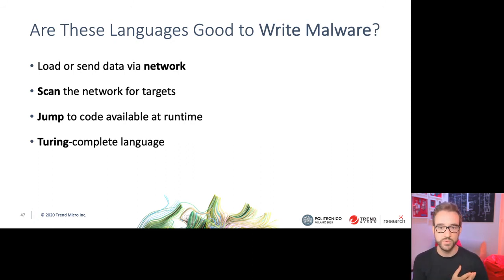We need to scan the network for targets if we want to propagate, and we need to jump to code available at runtime. All of these three functionalities are there. We have seen them in the table before. And then last, we need the language to be Turing complete. And all of these languages are Turing complete because they have conditional statements and loop statements. So we have all of the ingredients.